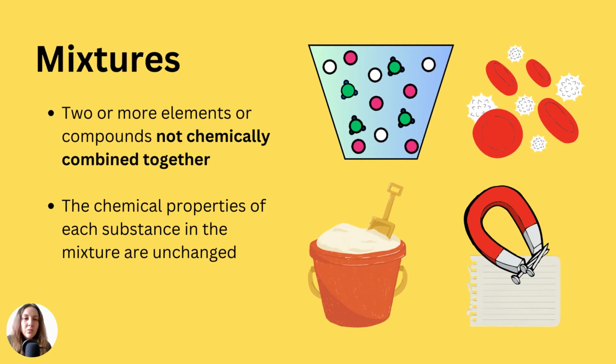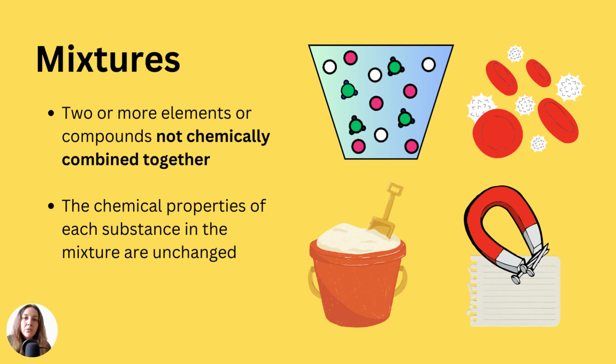Well, a mixture is two or more elements or compounds which are not chemically combined together. And if you want to learn more about elements and compounds, please feel free to check out my previous video. I'll leave it in the cards above. The chemical properties of each substance in a mixture are unchanged, and this is because there has been no chemical reaction which has occurred. We've just mixed those substances together.